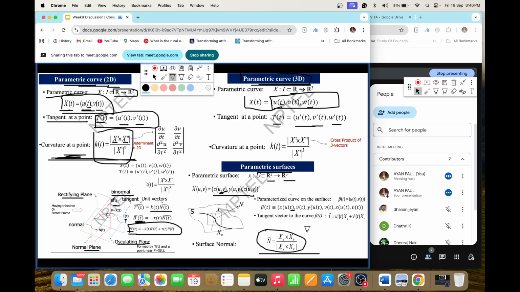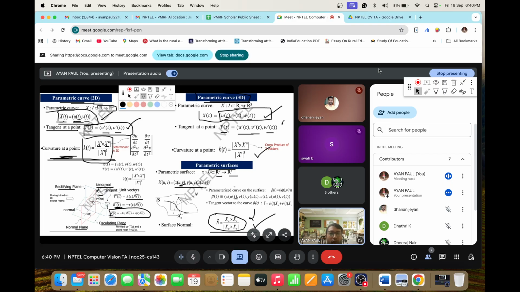And for the parametric surface, you have to remember this equation, the surface normal equation, that is xu cross xv divided by mod of xu cross xv. So those are the three things: the tangent, the curvature, and the surface normal. This is very important. Is this clear to all of you, at least this part?